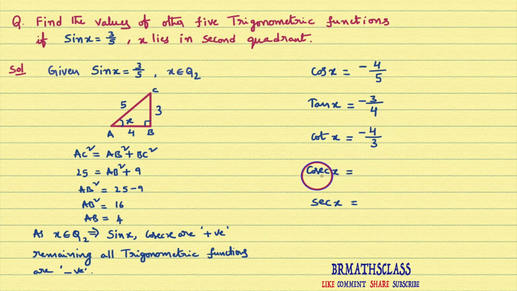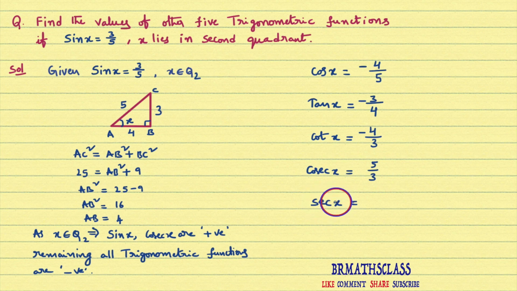Now cosecant x. From the definition, cosecant x is defined as hypotenuse divided by opposite side. Hypotenuse is 5, divided by opposite side, which is 3. Now it's time to write the sign. As x lies in the second quadrant, cosecant x is positive. So here plus sign only. Therefore cosecant x is 5 by 3.